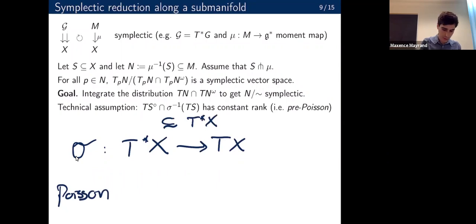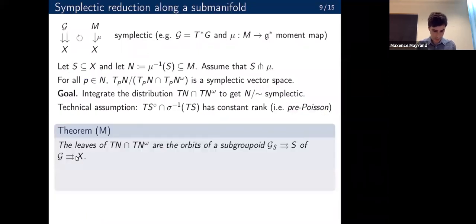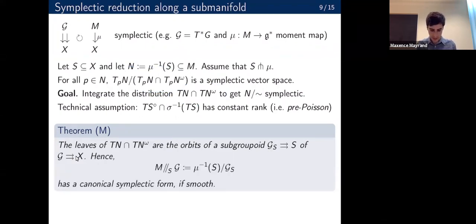Those submanifolds of a Poisson manifold which satisfy that are called pre-Poisson. We'll review a little bit later why they are called pre-Poisson. It's not a very strong assumption. It's quite permissive. And the theorem is that the leaves of this distribution, which when you quotient by its vector spaces, the leaves are the orbits of a subgroupoid of the symplectic groupoid G. And hence, if you quotient the preimage of S by this subgroupoid G_S, it has a canonical symplectic form descending from the symplectic form of M, if it is smooth.